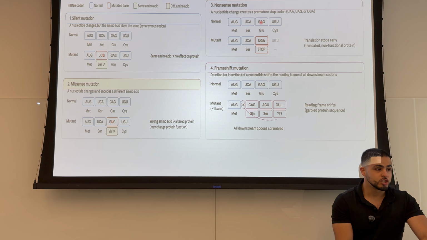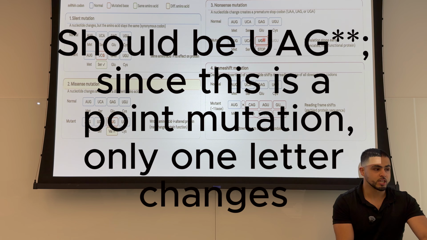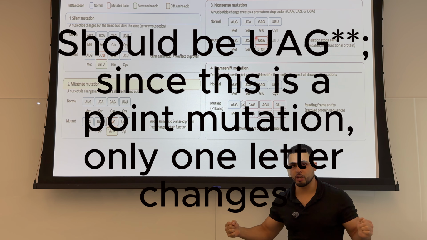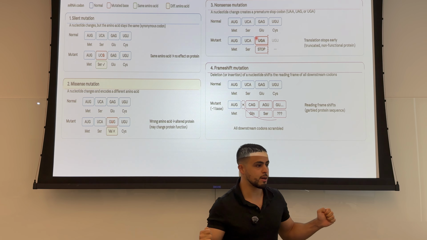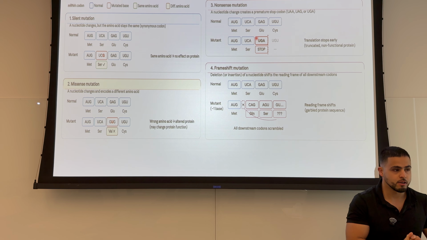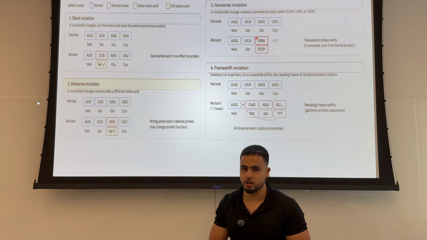Now, when it comes to a nonsense mutation over here, essentially what you're doing, you can see right here, you have GAG, and now instead of that first G, you have a U. So now it's UGA. So essentially what you did over here is you've introduced a stop codon. And what's going to happen here is you're going to have a premature stop of the synthesis of the protein, which is obviously going to throw off the entire structure of the protein.